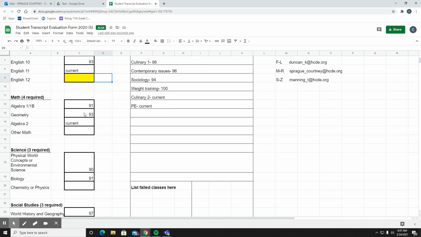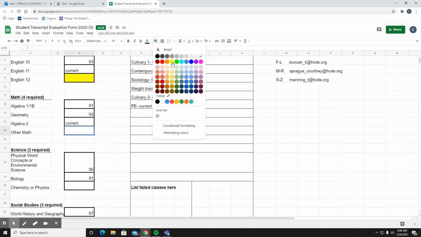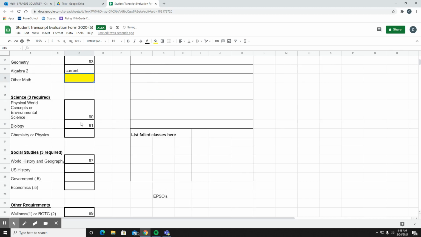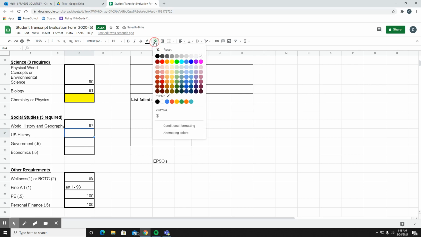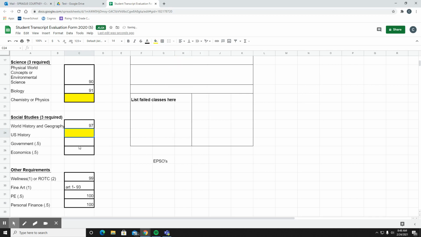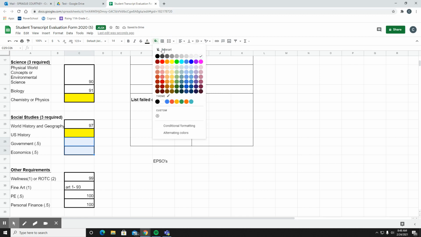Same for Algebra 1, Geometry, Algebra 2, so now we need another math class, and those will be listed on the course request form. We took Biology and Physical World Concepts, so now we need either chemistry or physics, so I'm going to select either one of those. And you know what? Somehow we missed U.S. history this year, so we'll need to make sure we take that when we're a senior, and government and econ, because all three of those are blank.